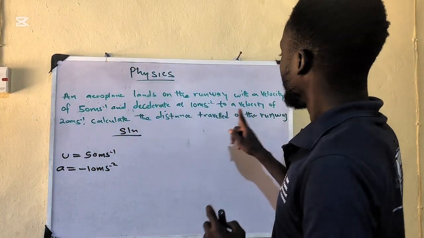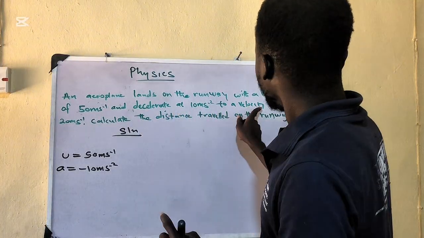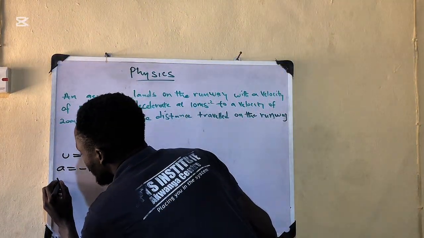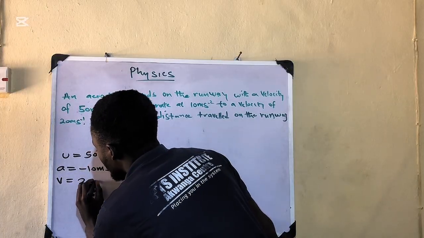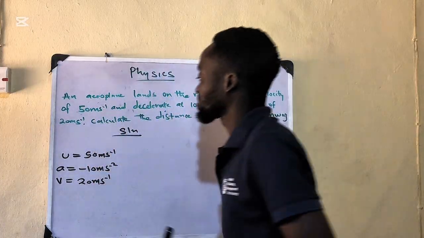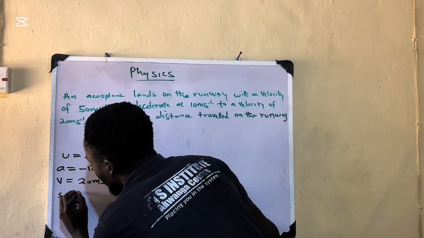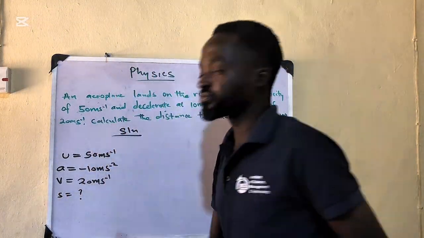Alright? Now, the next thing we are told is the final velocity, which is 20 meters per second. So v is 20 meters per second. Now we are asked to calculate the distance. Distance is the same as s. So this is what we don't know.